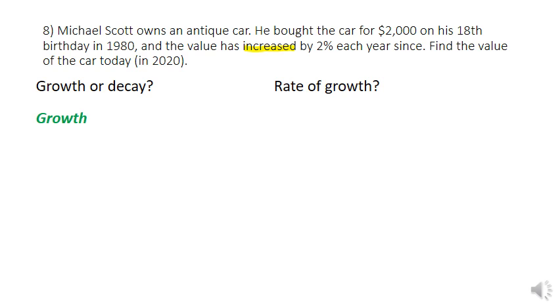Then the next question asked, what is the rate of growth? Well, we talked about that before. So our rate right now is in a percentage. So we have 2%. To put that into decimal form, right now the decimal is here. We got to move it over twice to put it in decimal form. So this would be 1, 2, now the decimal's here. So we have 0.02 is our rate of growth.